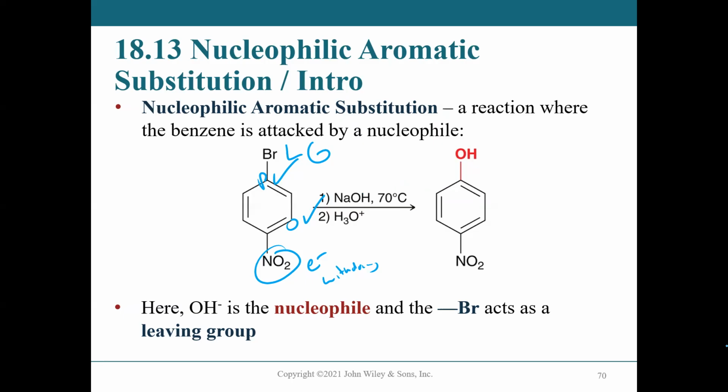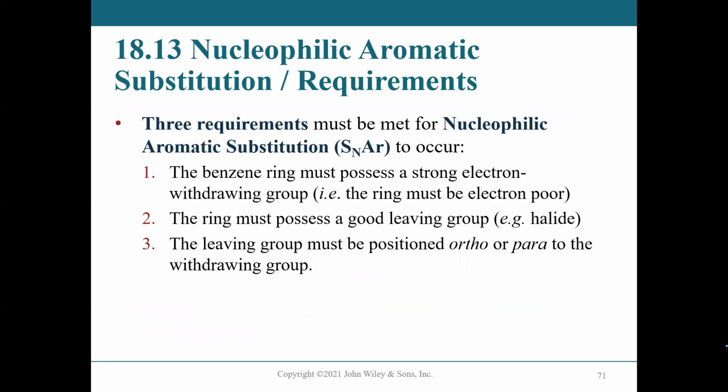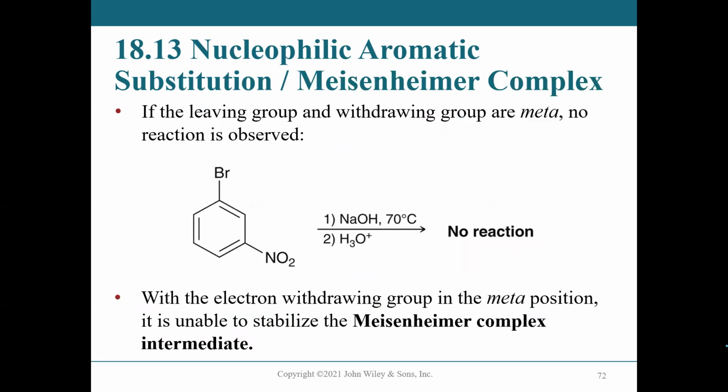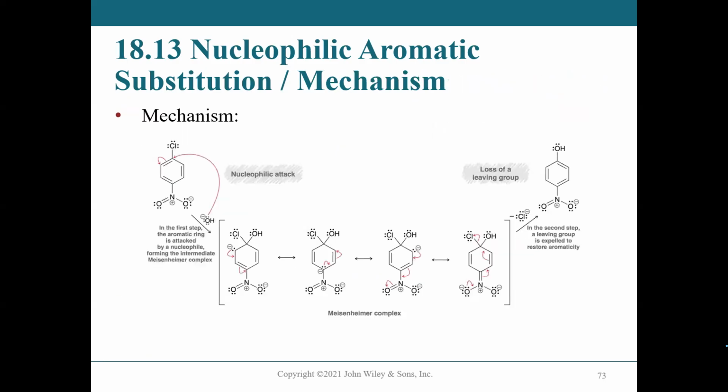So we have a nucleophilic attack, and the nucleophilic attack will be by the OH group. Then instead of a sigma complex, this is going to be called a Meisenheimer complex. We talked about the 3 criteria here, and we talked about the no reaction case. With the electron withdrawing group in the meta position, it is unable to stabilize the Meisenheimer complex. The Meisenheimer complex is kind of like our sigma complex. Here we see the Meisenheimer complex right here.